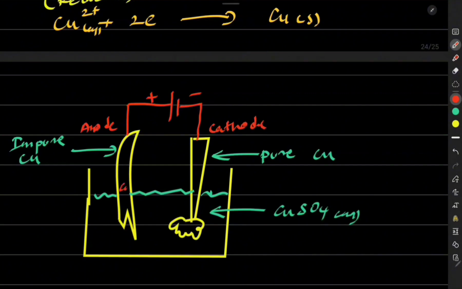The copper in the impure electrode is released into the aqueous solution as Cu2+, and these Cu2+ ions will attach, and this is the newly formed copper deposition.